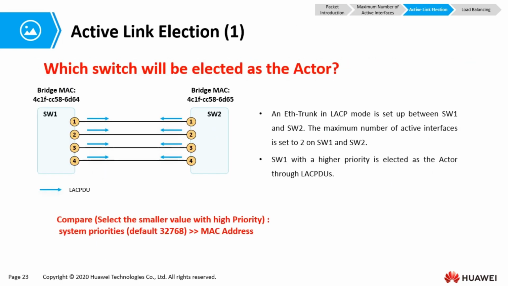Next, we will try a practice on how we actually do the election for the active link. To determine this, first you need to find out who will be your actor. So again, how do we determine who will be the actor? It depends on the MAC address ID. So it will compare the MAC addresses 6064 and 6065. Which one is the smaller value? It will become the actor side. So that means it will be under switch 1, so switch 1 will determine it.